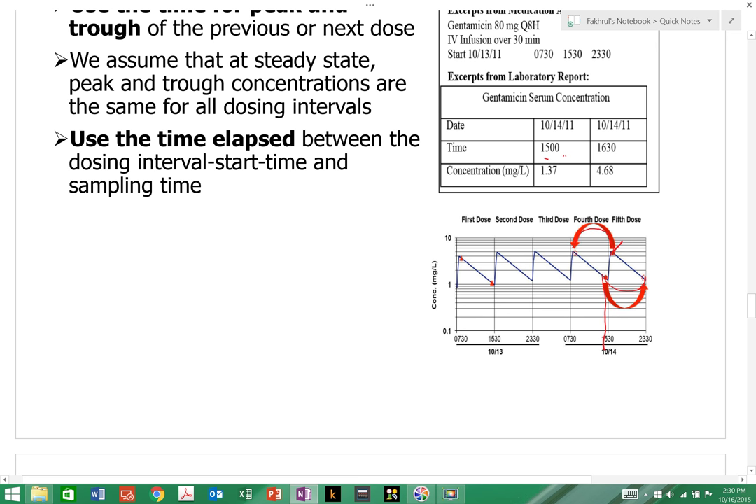In case of forward, you have to add the time. In case of backward, if you manipulate this one, then you subtract. In this case, if you want to push this time forward, you have to add 8 hours. If you push this backward, you have to subtract 8 hours. In this way, you figure out the difference between Ttrough and Tp.